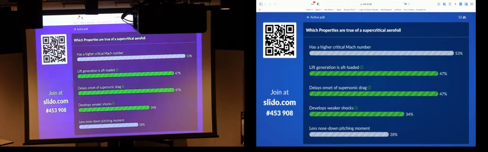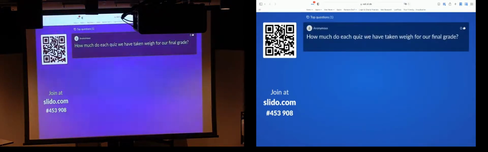So that's poll one. Any questions at this time? How much does each quiz we have taken weigh for our final grade? So the quizzes during the semester are overall 50%: 15 and 15 for the two activity quizzes, and 20 for the midterm. And the final exam is 50%. Okay?